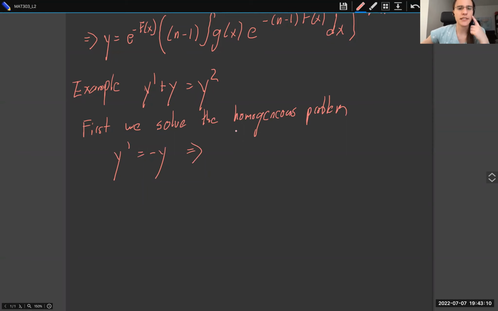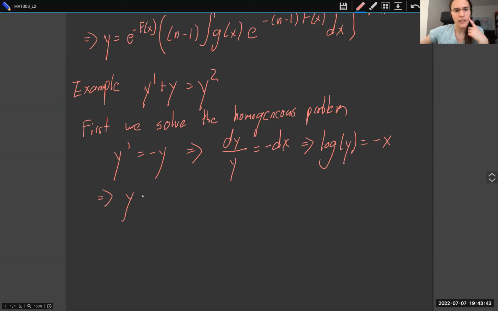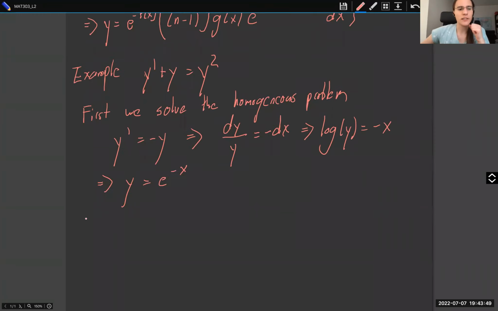And so what we get is that dy over negative y, or rather, let's just make it simple, is equal to negative dx. So after integrating, we get that log. And since we're just going to use this for an ansatz, we don't need to keep the constants around in this case. So we get log y is equal to negative x. And so that tells us that y is equal to e to the negative x. Okay, now we use the ansatz.